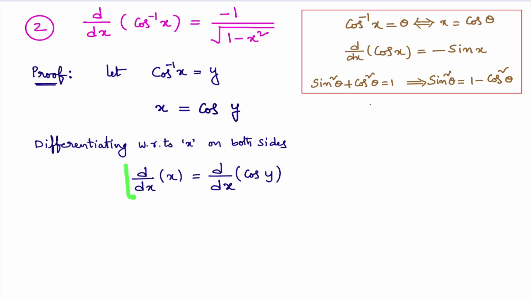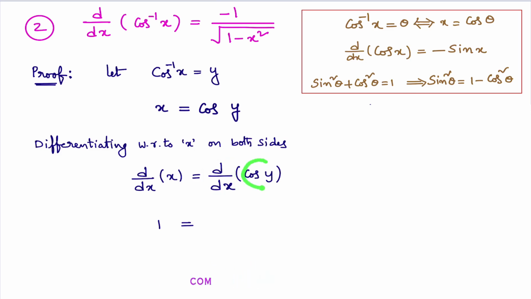Now see, d by dx of x. You need to memorize this. Derivative of x with respect to x is 1. I have written 1 here. Now you look at this, d by dx of cos y. Here d by dx means what? I am differentiating with respect to x.